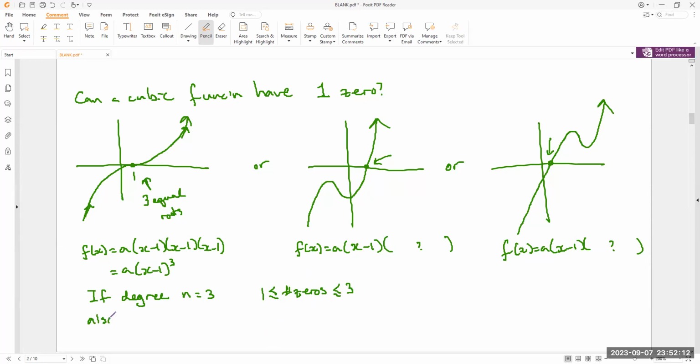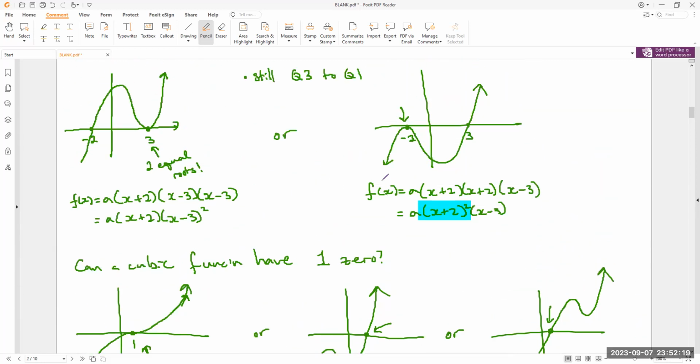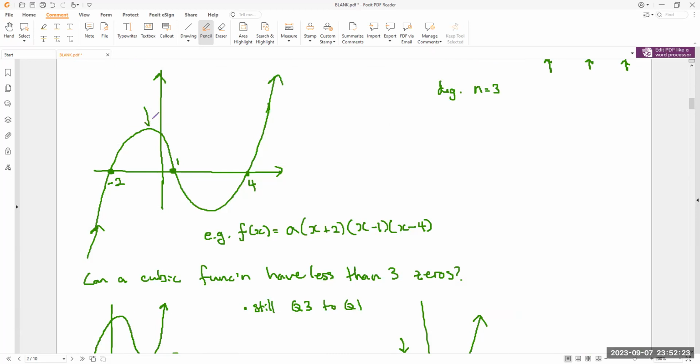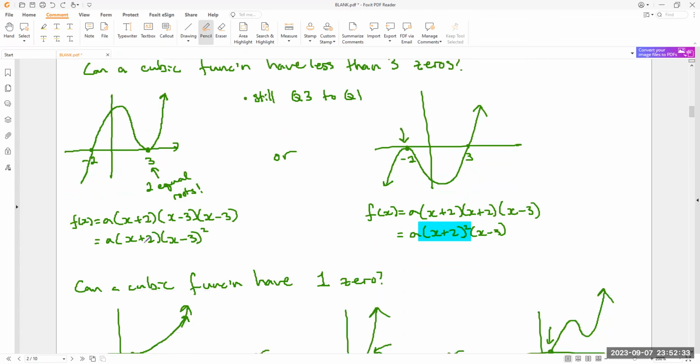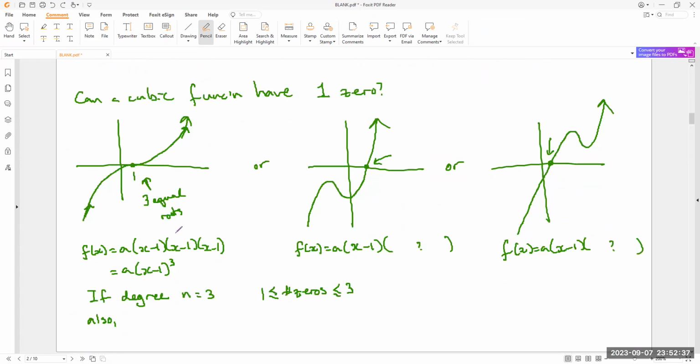Also, note the extremes. How many extremes, or how many maxes or mins, could I have? I could have 2 max and mins, or I could have none, no max and mins. Okay, so if the degree is 3, the number of extremes could be a maximum of 2 and a minimum of 0.